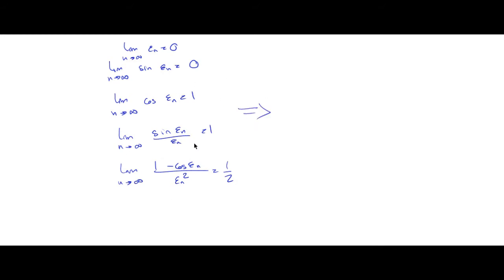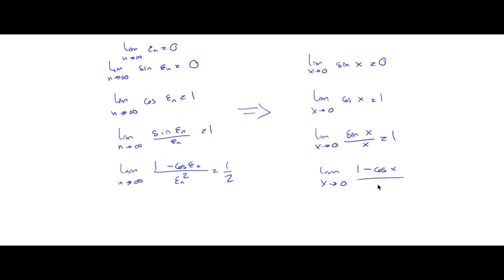Well, we can use the definition of limits using sequences to prove these limits. The limit when x goes to 0 of the sine of x is 0. The limit when x goes to 0 of the cosine of x is 1. The limit when x goes to 0 of the sine of x over x is 1. And the limit when x goes to 0 of 1 minus the cosine of x divided by x squared is 1/2.